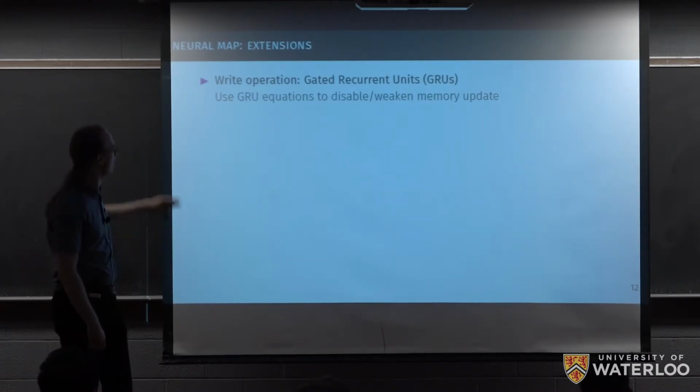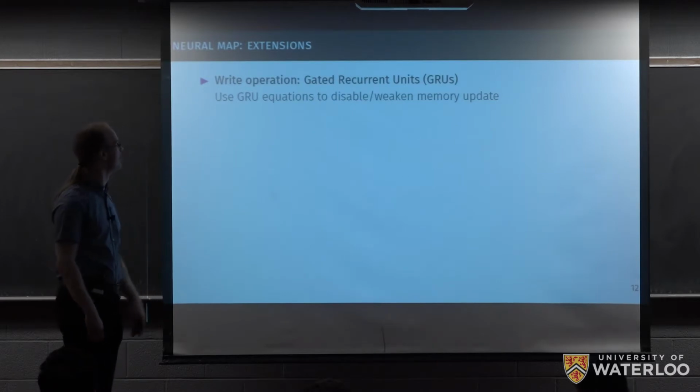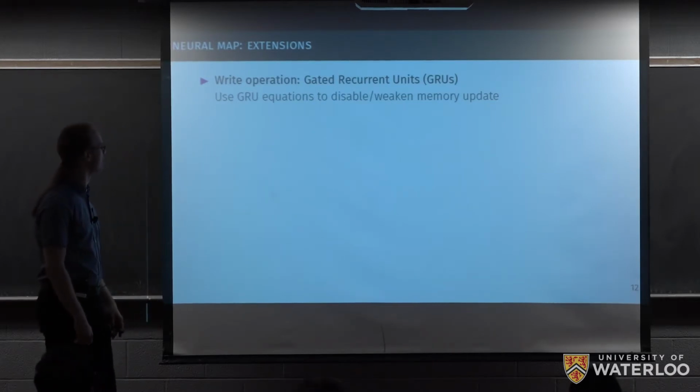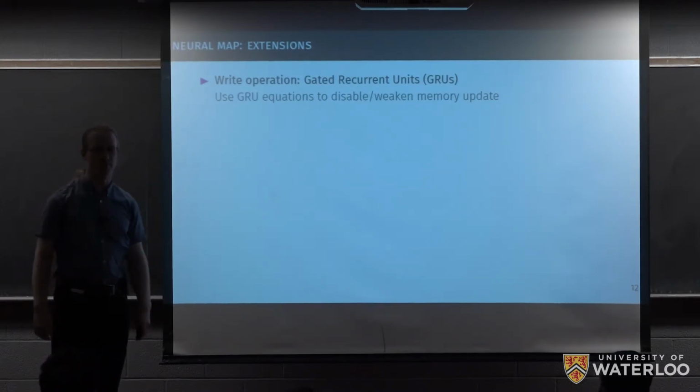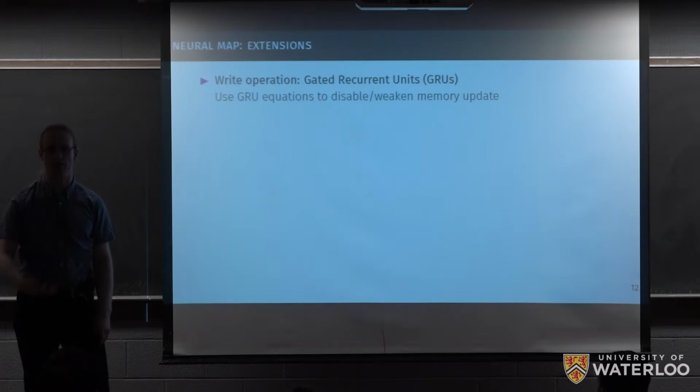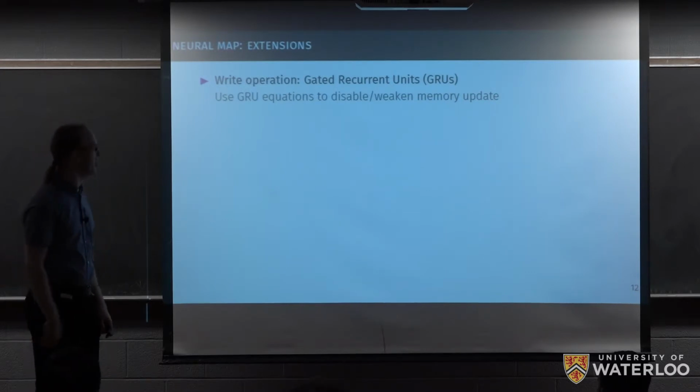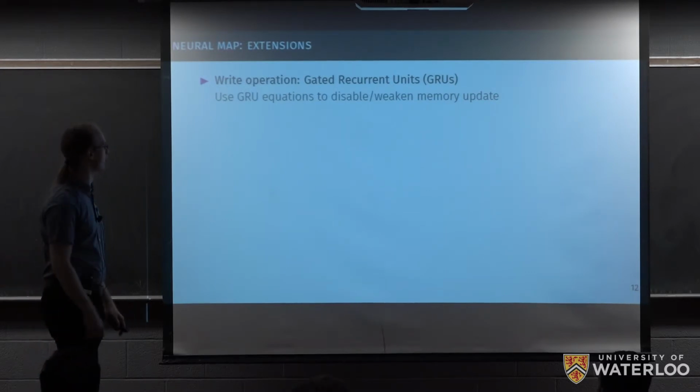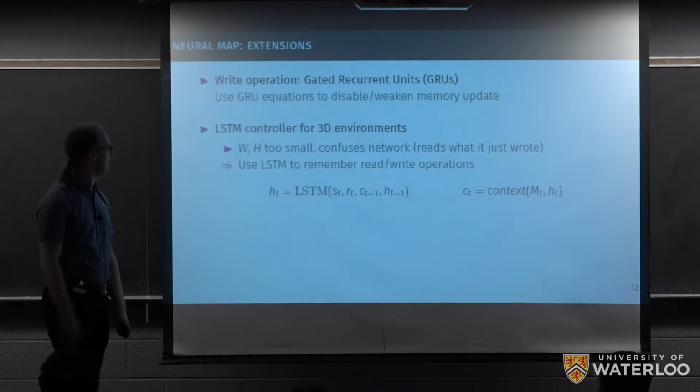All right. The authors actually extend this model a little bit in some of their experiments. One of these extensions is that the write operation uses the equations from gated recurrent units to basically disable or weaken access to the memory. So the agent has the possibility to not always override the memory content. This is essentially what this does.